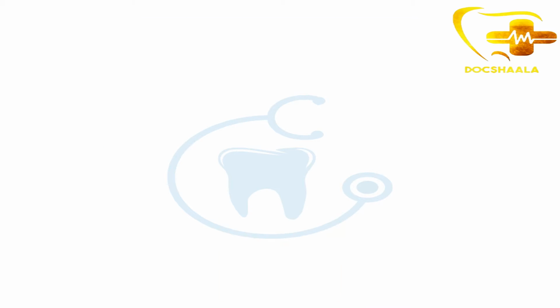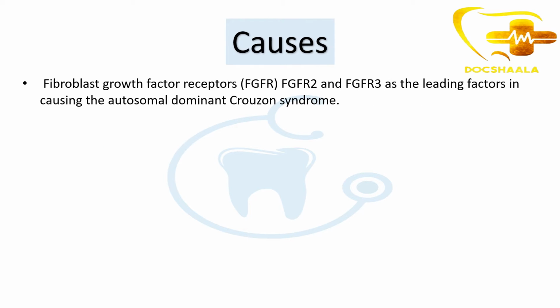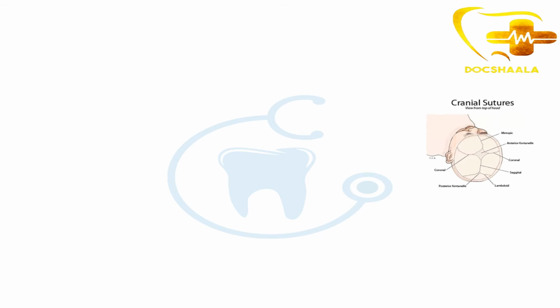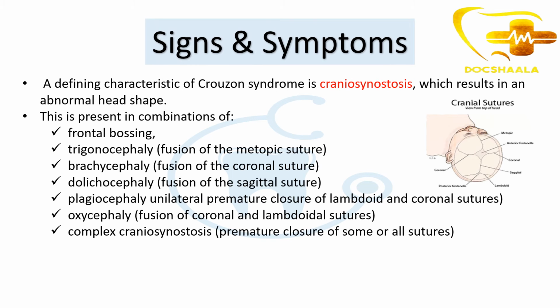Okay. So coming to the causes. Fibroblast growth factor receptors, FGFR2 and FGFR3, are the leading factors in causing the autosomal dominant Crouzon syndrome. Then coming to the signs and symptoms. A defining characteristic is craniosynostosis, which results in abnormal head shape. So what is craniosynostosis? It is nothing but abnormal fusion of the sutures.